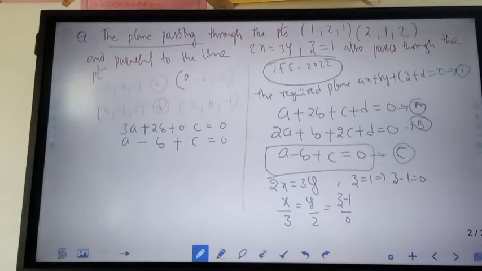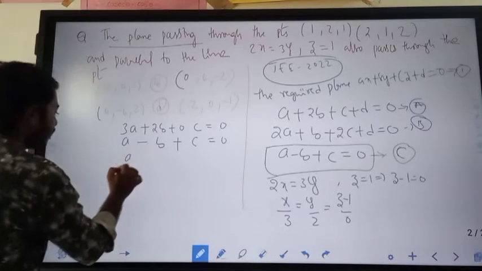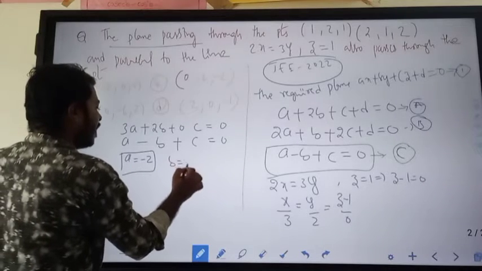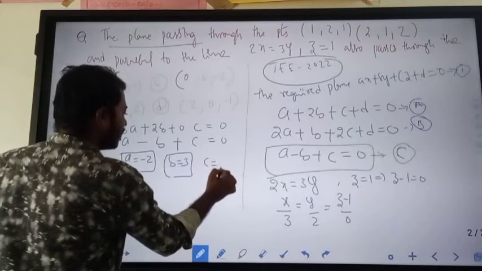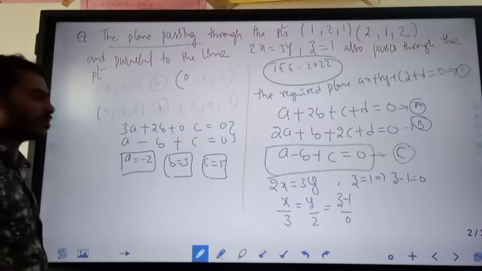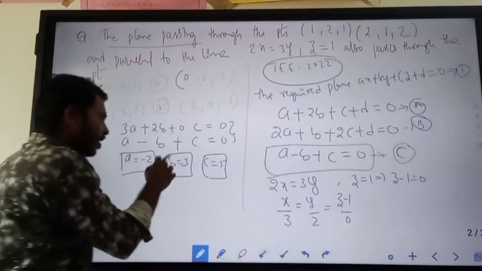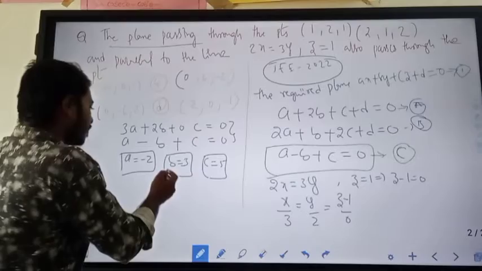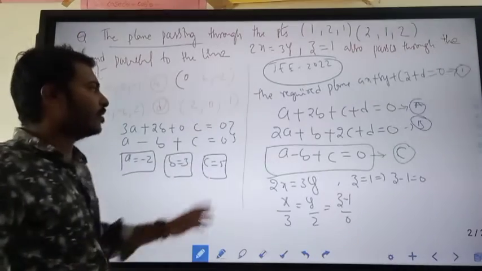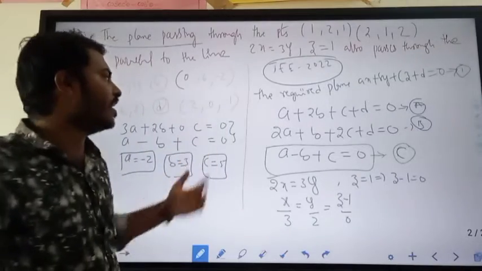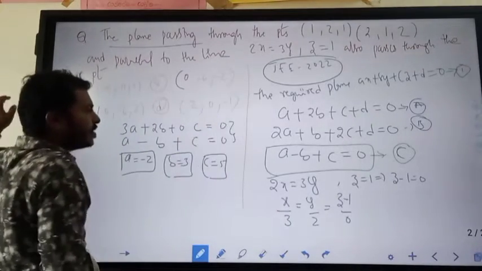By doing the calculations we get a = -2, b = 3 and c = 5. By solving these equations, a = -2, b = 3 and c = 5. Now substitute these values into the equation to get the d value.